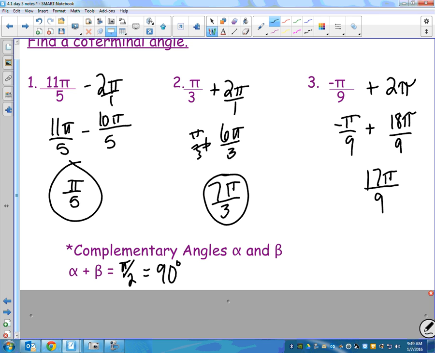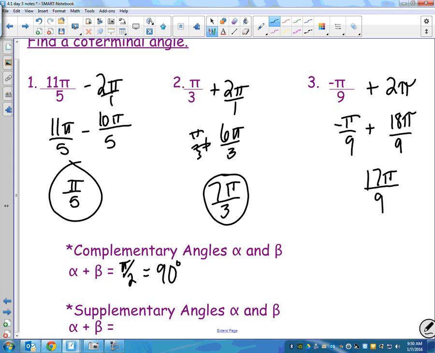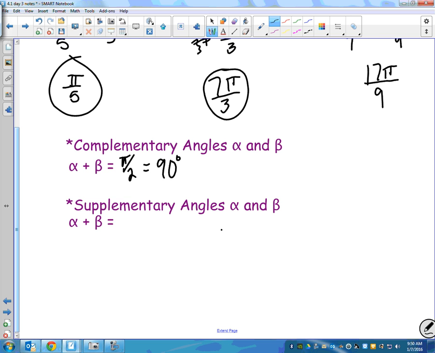So, there are questions on your homework today that say find the complement, find the supplement. It just means find the angle that makes it add up to pi halves or makes it add up to 90 degrees. And so I think my other one here is supplementary angles. Supplementary angles, alpha and beta, are two angles that add up to equal pi.